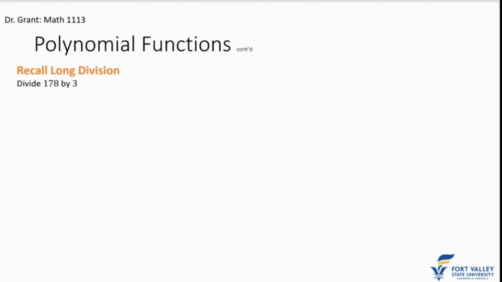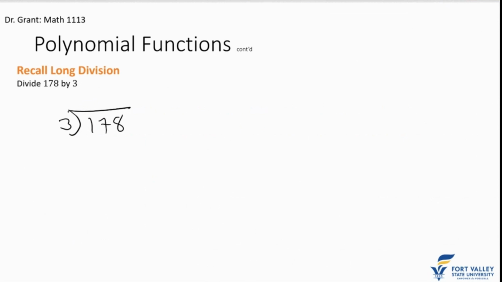So to divide polynomials, what we want to think about is long division. And I know you guys are probably like, oh, I haven't done that since middle school or something like that, right? But I'm just going to do a quick refresher. So let's say we wanted to divide 178 by 3.